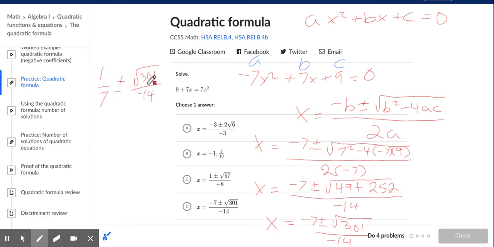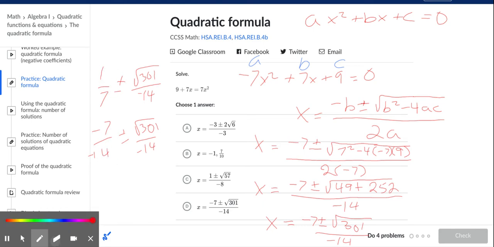This would also be accurate because I split this into two fractions, so negative 7 over negative 14 plus or minus the square root of 301 over negative 14. And then I simplified this one to, oops, it's not 107, it's 7 over 14, which is 1 over 2, sorry about that. So I simplified this to 1 over 2, and then this one stays the same. So you're allowed to split the fraction.